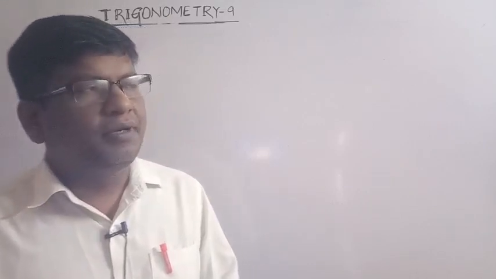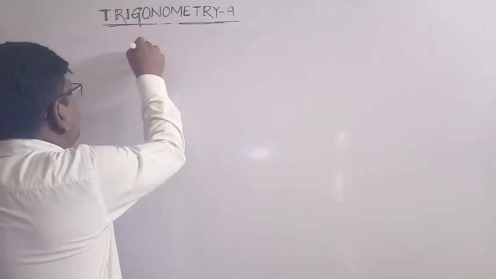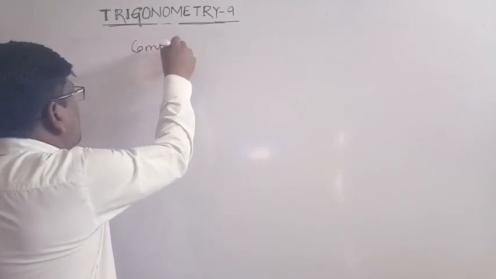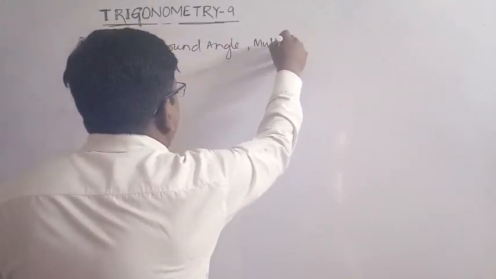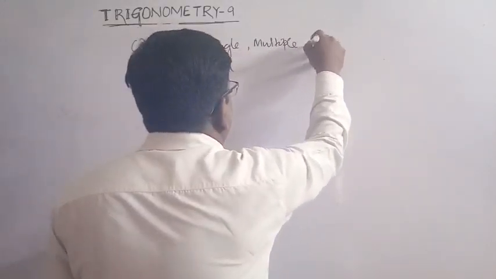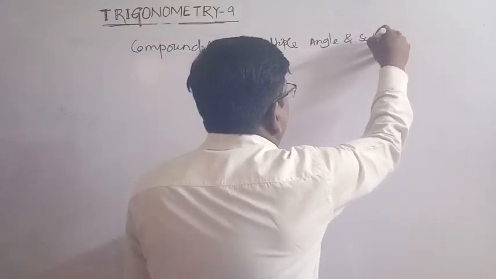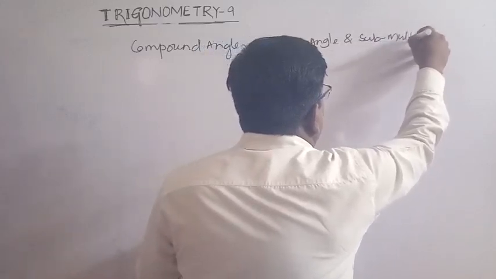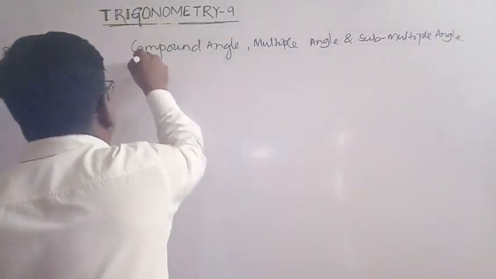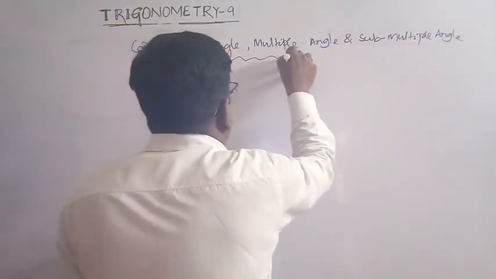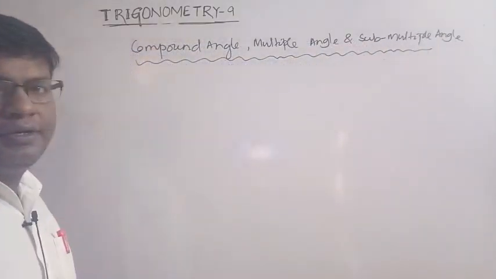multiple angle, submultiple angle. Now what is this? This is compound angle, multiple angle, and submultiple angle. This is the heading of the chapter. This is the heading of the topic. Clear?